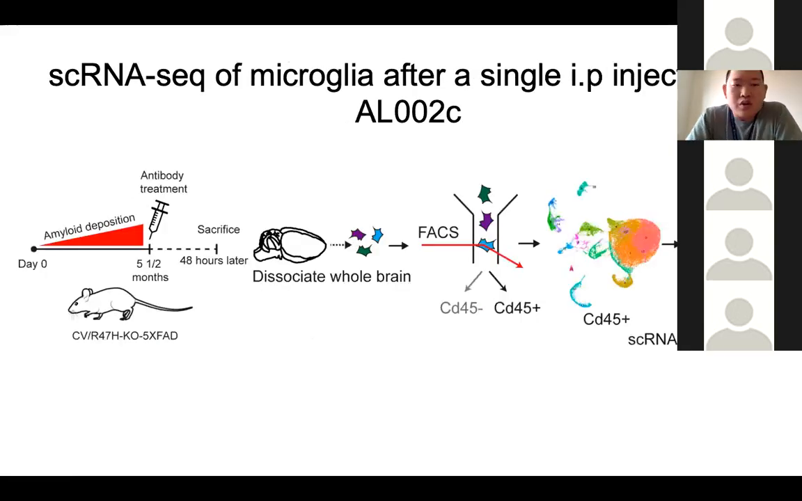To characterize the impact of AL002c on microglia activation, we performed single-cell RNA-seq. Five-month-old CV and R47H 5XFAD mice were injected with AL002c or control IgG. After 48 hours, the CD45 positive cells were isolated from the whole brain and submitted for single-cell sequencing.